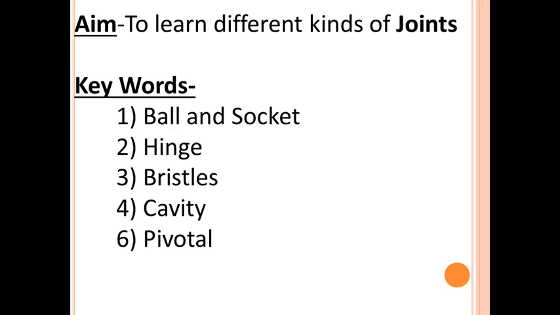Now our main point is that we have to learn about joints. So open your notebook and write the aim and the keywords of this third session. The aim is to learn different kinds of joints, and the keywords are ball and socket, hinge, pivotal joint. Okay?